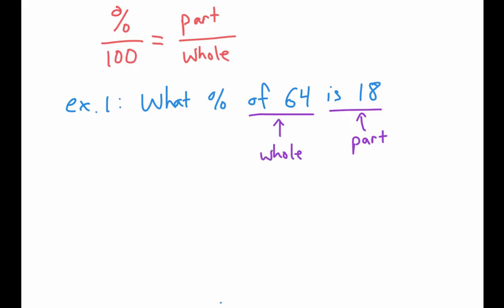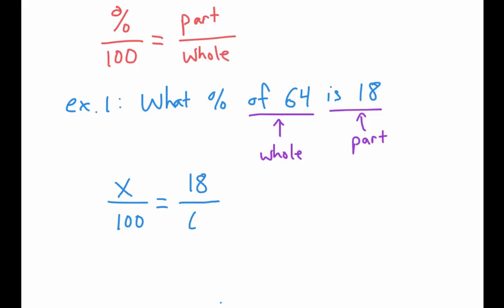So if we have that equation up there in red, we want to go and fill it in. Well, the percent is what we're looking for. So right up here for the percent, I'm just going to put in x. Then we divide that by 100. And then that's going to equal the part divided by the whole. So my part is the 18, my whole is my 64.